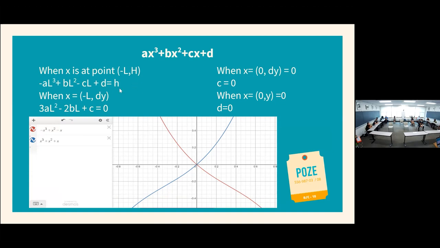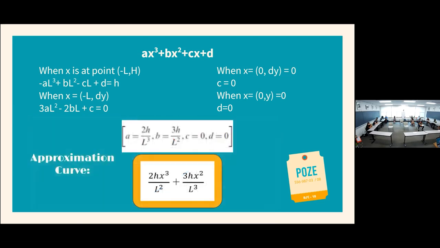And then when x is at negative L, comma, capital H, that just represents the peak height. And then we can take the derivative of this to find the slope of that point of the curve. And then on the left side, we have to assume that the plane is now on the ground, so C and D are both 0. And then rearranging those equations, we can find the values of all of our variables, which would be substituted back into our original cubic function.